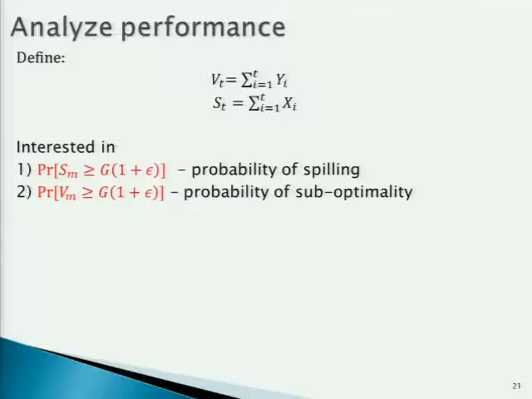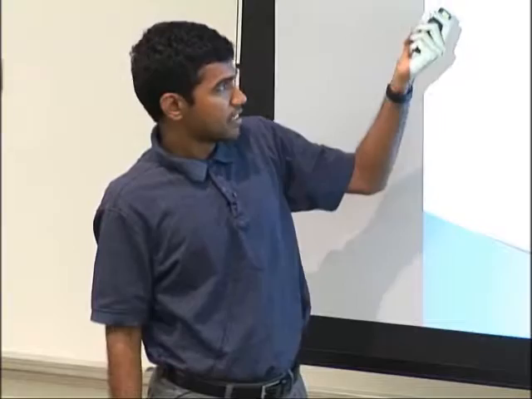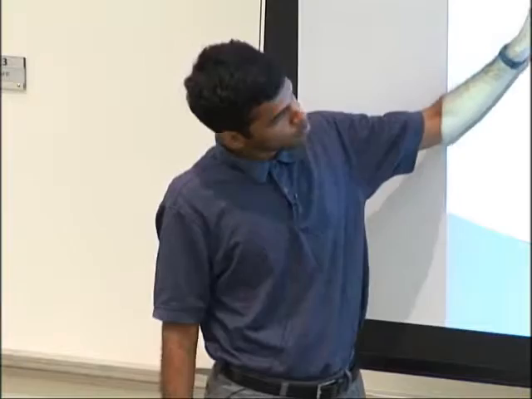So I'm going to assume some more notation. V_t is the sum over all y_i till step t, and S_t is the sum over all x_i till step t, right? And the goal is to ask what these quantities are. After m steps, what is the probability that the total size you have accumulated in the bag is more than G times 1 plus epsilon? That is, what is the probability that you're spilling over capacity? You could ask the same thing for cost. What is the probability that you paid more than opt times 1 plus epsilon, where opt is G here? This is the probability of a suboptimal cost, paying more than what is necessary. And if these two probabilities are small, then we are approximately good, right?